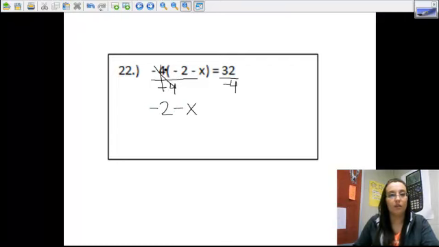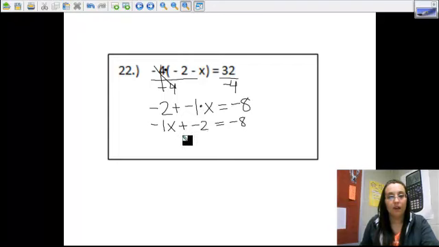I'm going to actually rewrite this. Instead of minus x, let's write plus negative 1 times x. Remember, if there's no number with the variable, it's the same as having a 1. 32 divided by negative 4 is negative 8. Now I need to undo my addition. So let's rearrange the order. Negative 1x plus negative 2 equals negative 8.